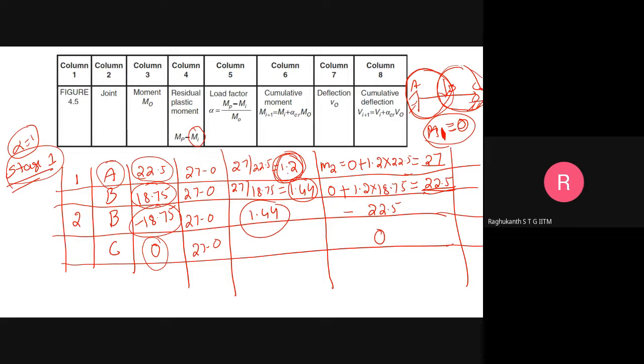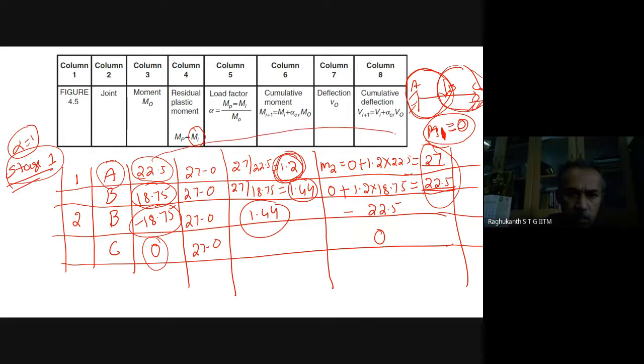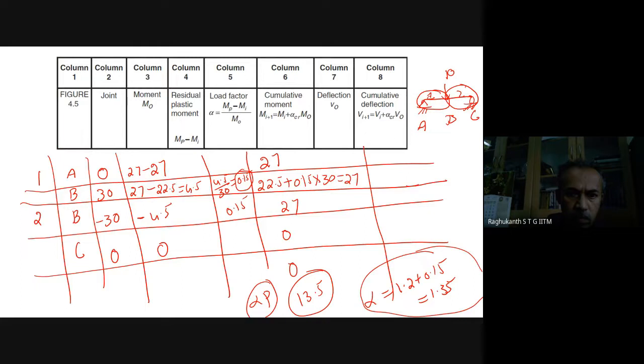So you multiply all these numbers by 1.2, and then you get the revised bending moments, which you have to use for the next step of the analysis. The bending moment initially was 22.5. After this load factor, it became 27. At B, 18.75 was the original value, and now it has become 22.5 itself. Now the next step you have to do.